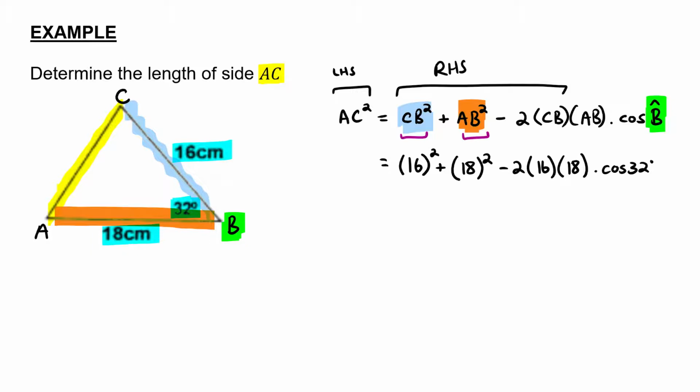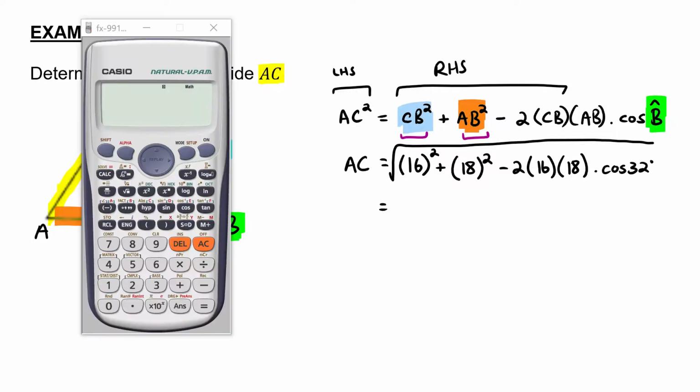Now obviously we want to find the length of AC, not AC squared as it's given. And so the way that we can do that is to simply write it as AC and then square root that entire right-hand side of the equation. And then we've just got to go and plug it in our calculator to get an answer.